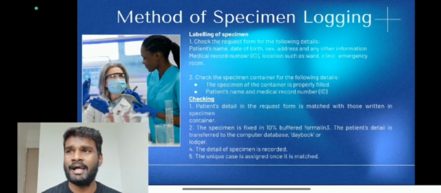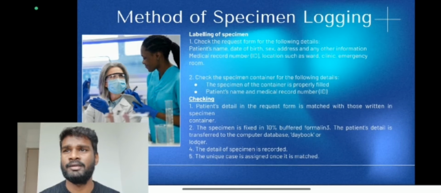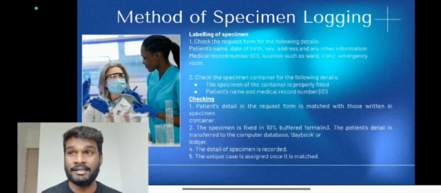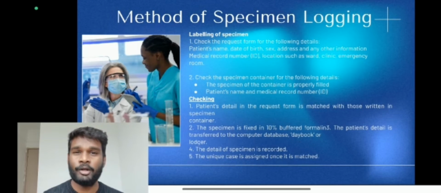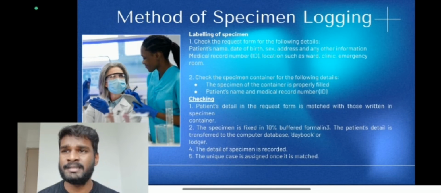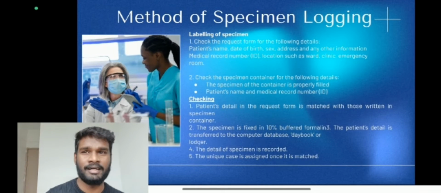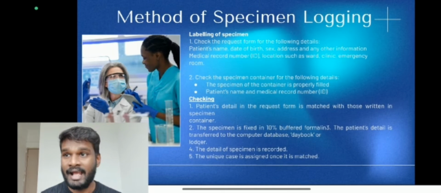Initially, this can be done by checking the request form for details such as the patient's name, date of birth, gender, address, and any other information related to the patient's medical record, and locations such as the ward, clinic, or emergency room. This can also be progressed by checking the specimen container for details such as whether the container is properly filled, and the patient's name and record number.